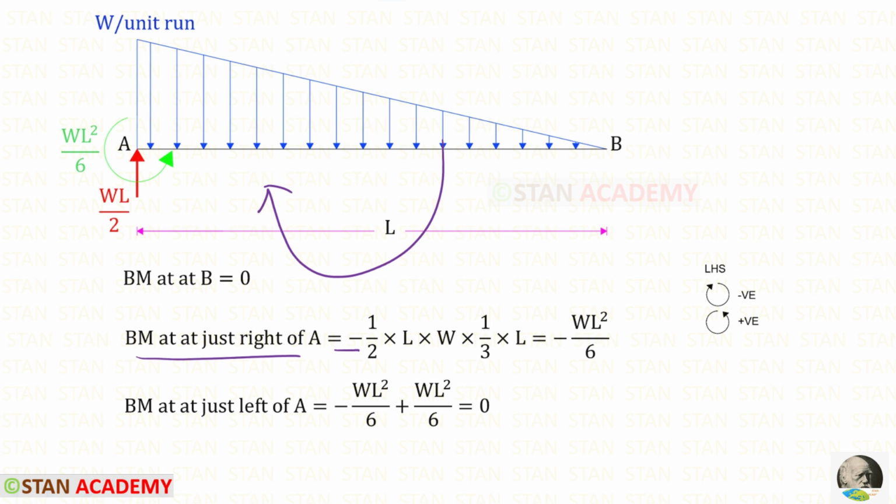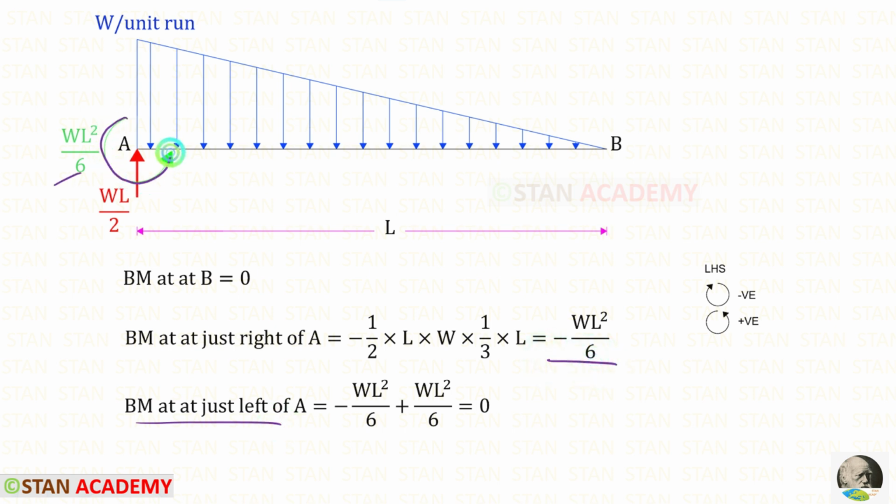Then we have to multiply the area of the triangle with the centroid distance. The area of the triangle we already know, and the centroid distance about the point A is 1 upon 3 into L. In this way we will get minus WL square upon 6. Let us find the bending moment at just left of A. With this we have to add MA. It is acting in the anti-clockwise direction, so it will be positive. So the bending moment at just left of A is 0.